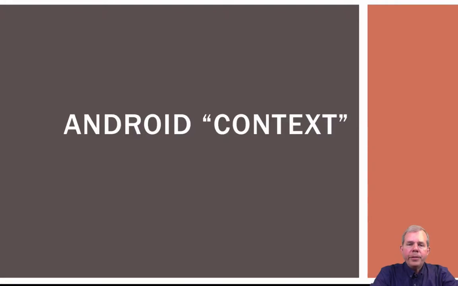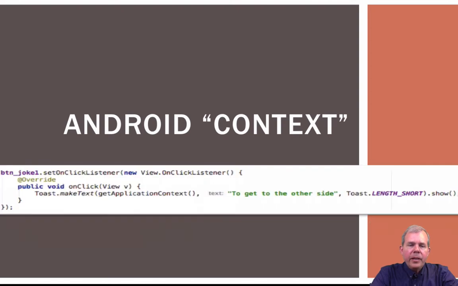Hi. In this video, I'm going to try to explain some of the things behind the idea of context. In Android Studio, you'll notice that context appears in many of your applications. So let's take a look at an example here of a button listener. If I wanted to display a toast message, this comes from one of the examples in the tutorial list of the application series that I've made.